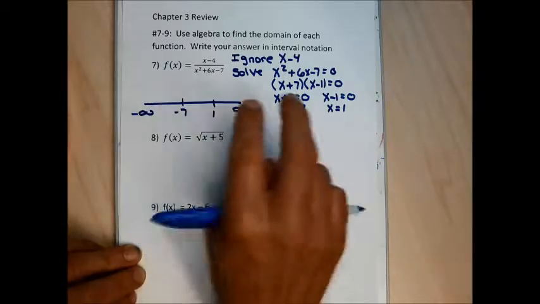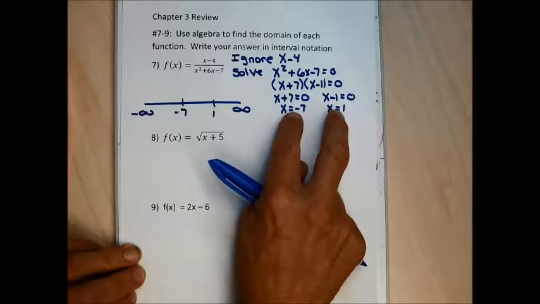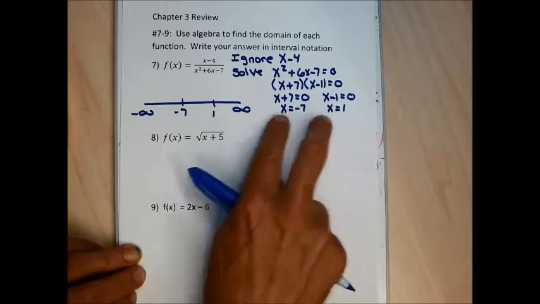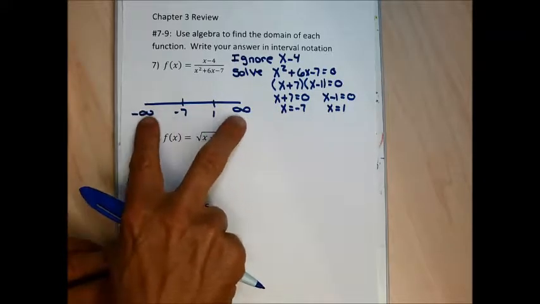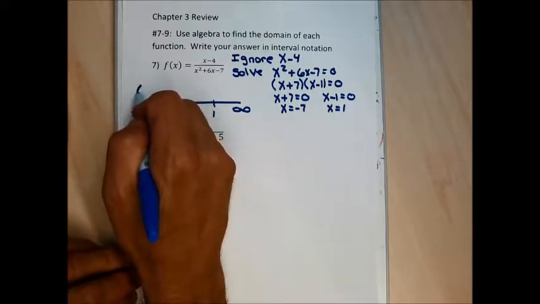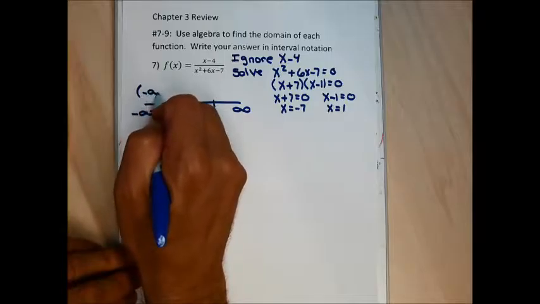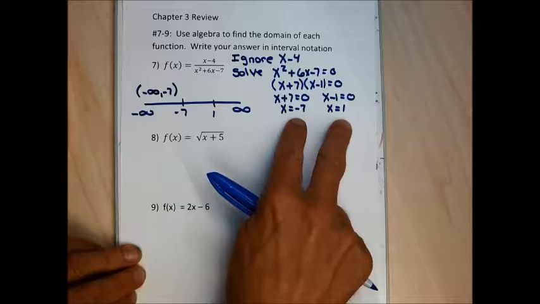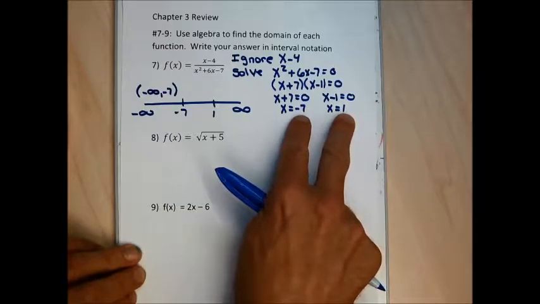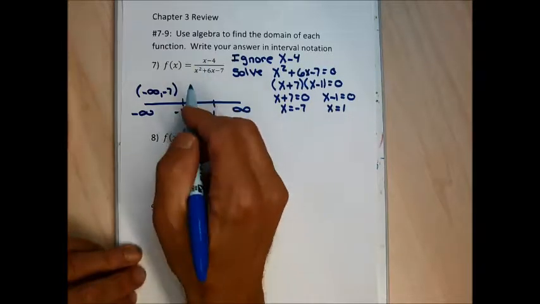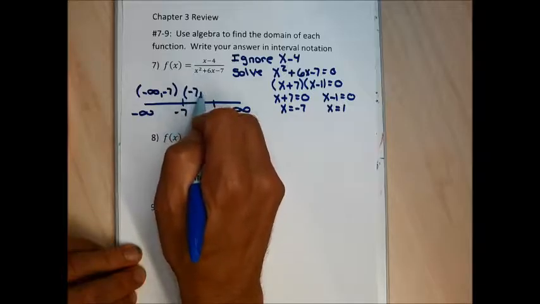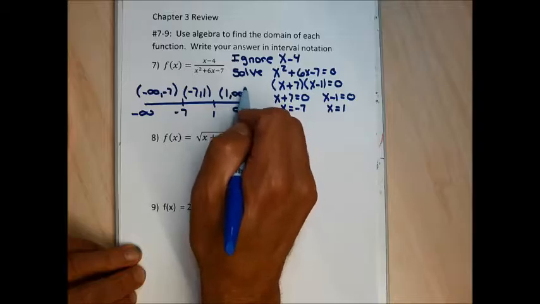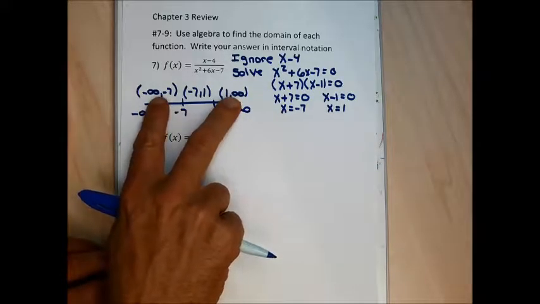So I did the algebra to find the numbers to exclude from the domain, and to write my domain in interval notation, I put those numbers on a number line along with negative and positive infinity, and then I make intervals. I always get one more interval than numbers that I put on the number line from this step. I had 2 numbers on the number line that weren't infinities. I'm going to get 3 intervals, and the intervals are going to be all round parentheses, and that will exclude the numbers negative 7 and 1 from the domain. This is essentially my domain.